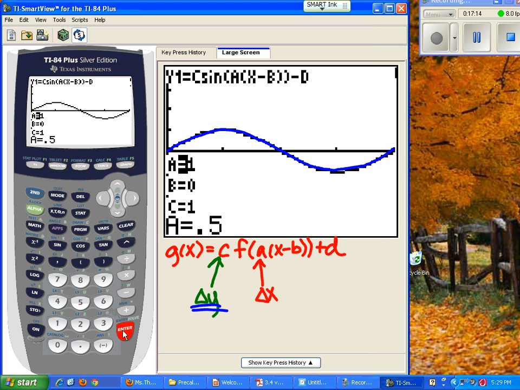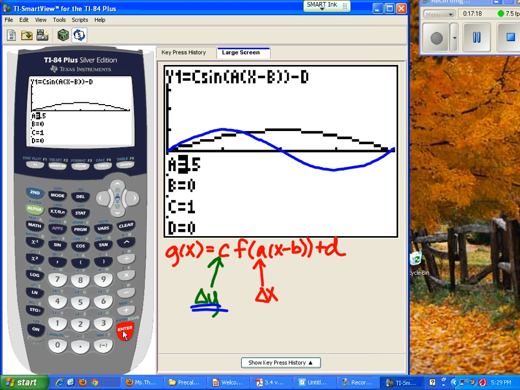So if I hit enter, notice that I took those x values that we had right here and I stretched this out by 2 because this is going to be right here. So I stretched it out. And so now my graph is just about half of what we saw before. So that would be a horizontal stretch, again, by a factor of 1 over 0.5, which is 2.